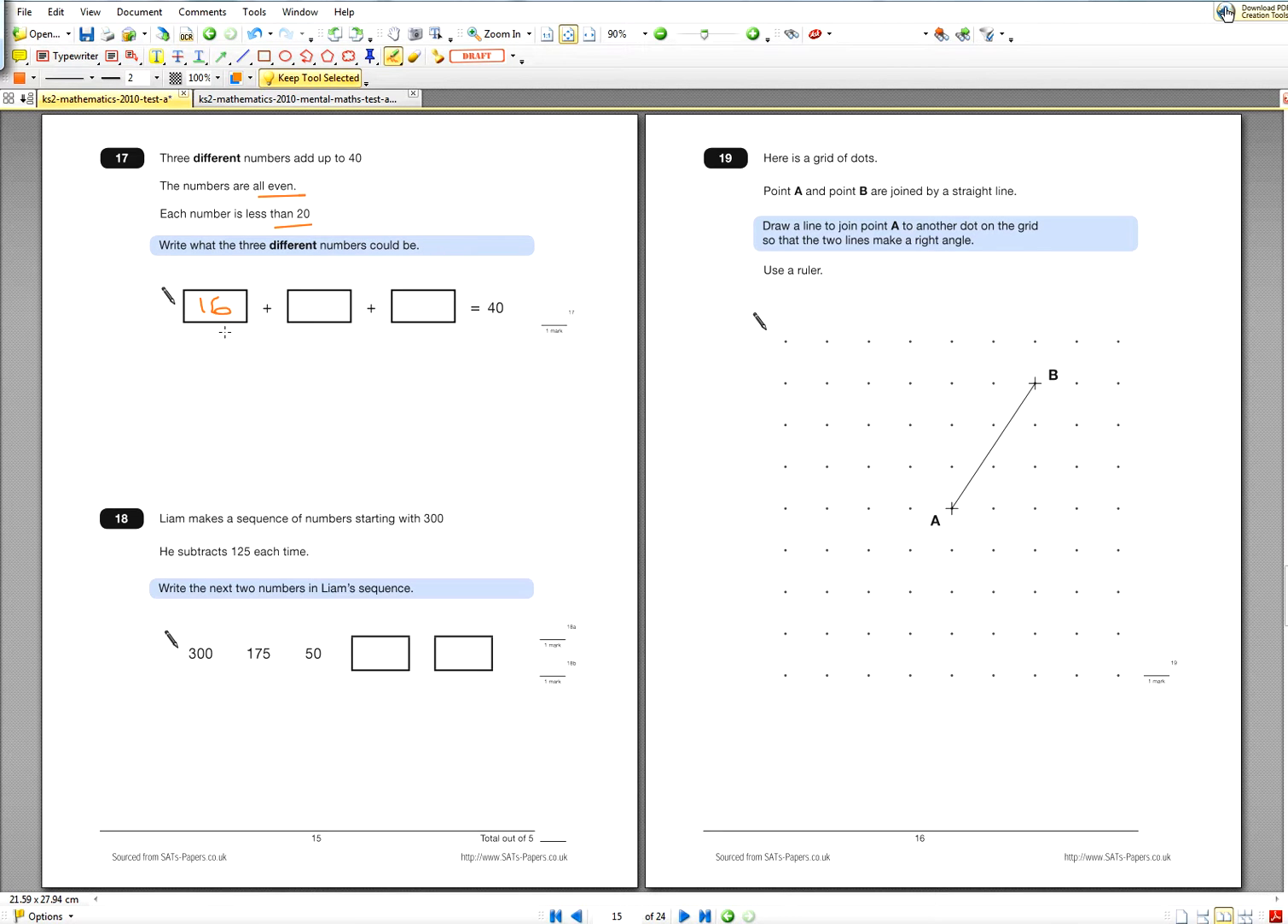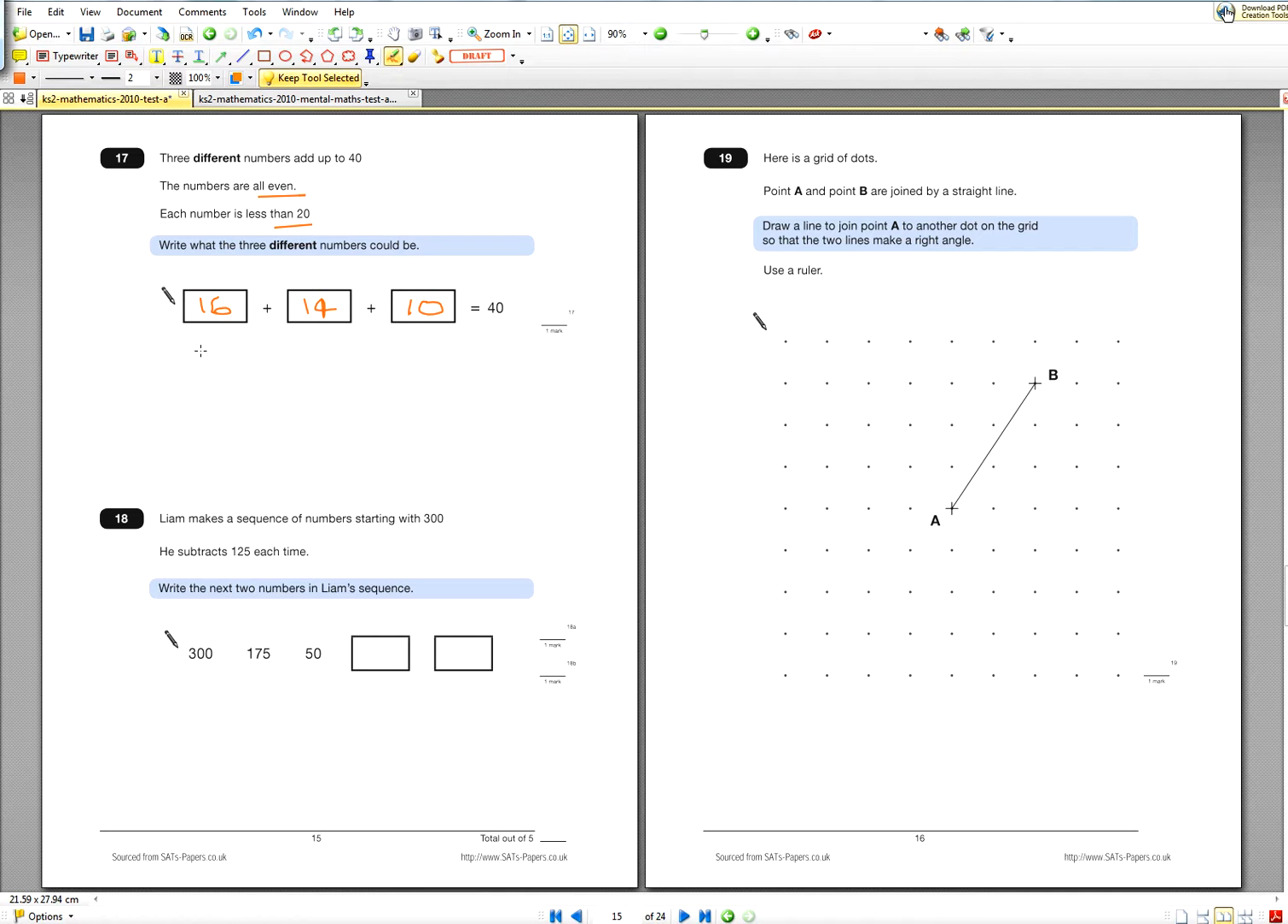Okay, so 16 add 14 add. What's the last number now? Because 16 add 14 will give you 30. Well, how much more do you need? 10. Are they all even? Yes. Are they all less than 20? Yes. That's just one possible answer. Now give me another one.